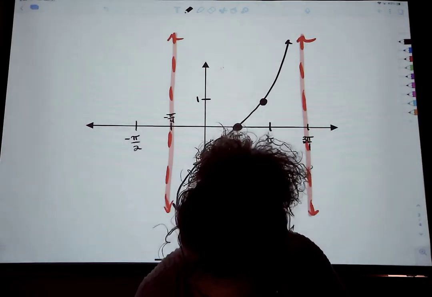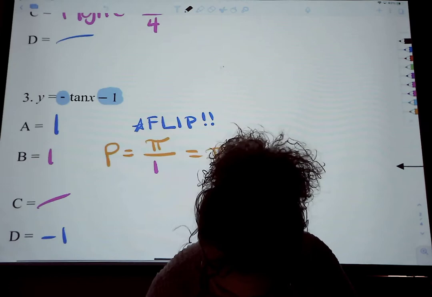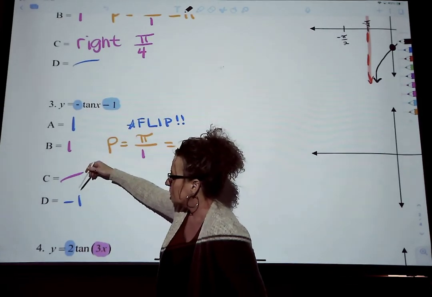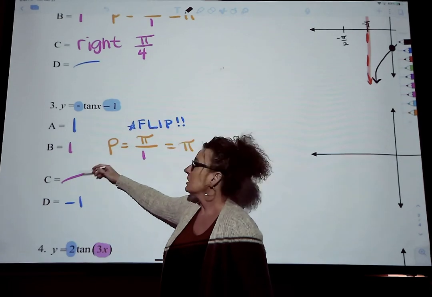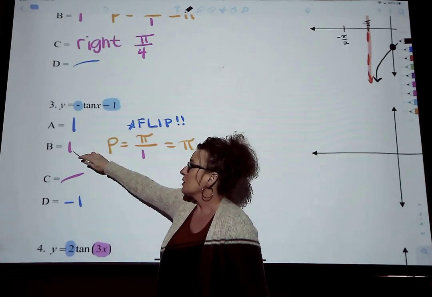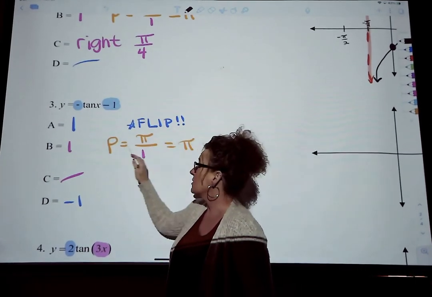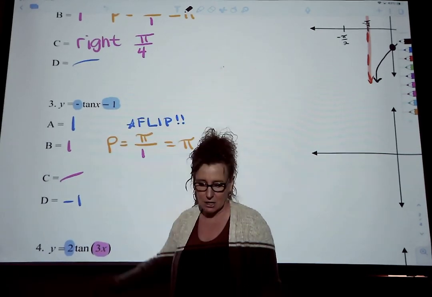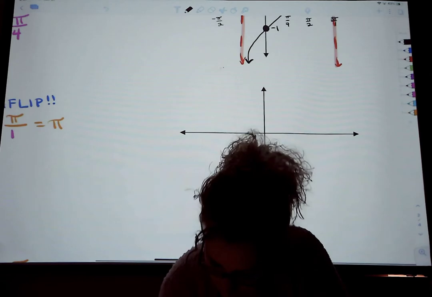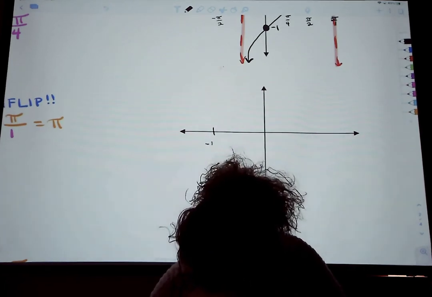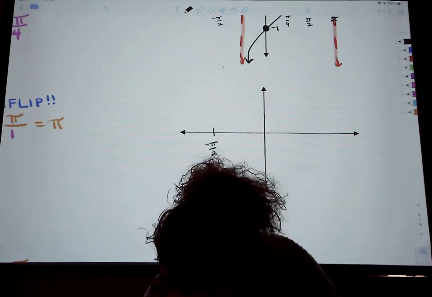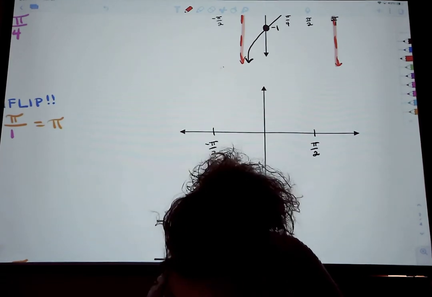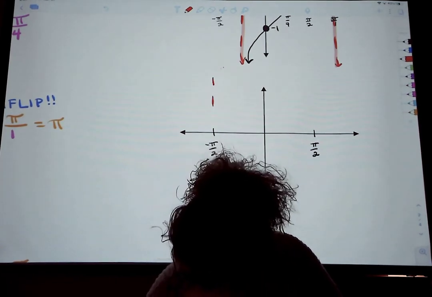Okay, moving on. Next one. Normal, normal, normal, not normal. So the amplitude is 1. The period, since b is 1, the period's going to be pi, just like normal. There's no shifting going on. So go ahead and set up your asymptotes. Negative pi over 2. These are normal. Normal. Set them up. They're not moving.